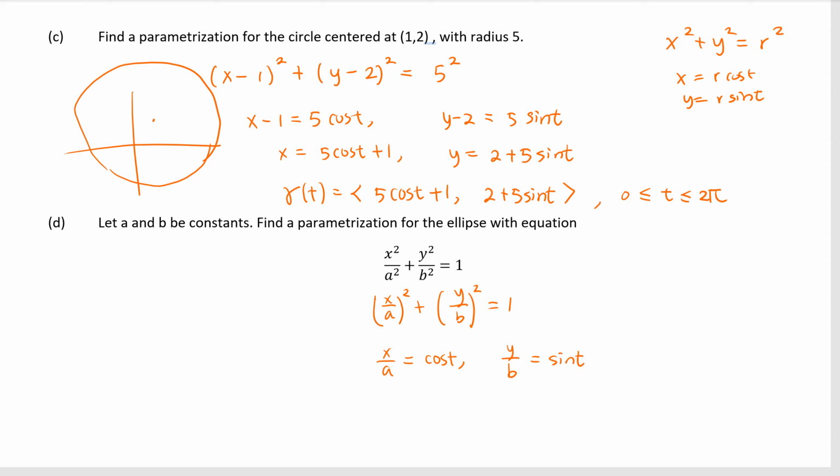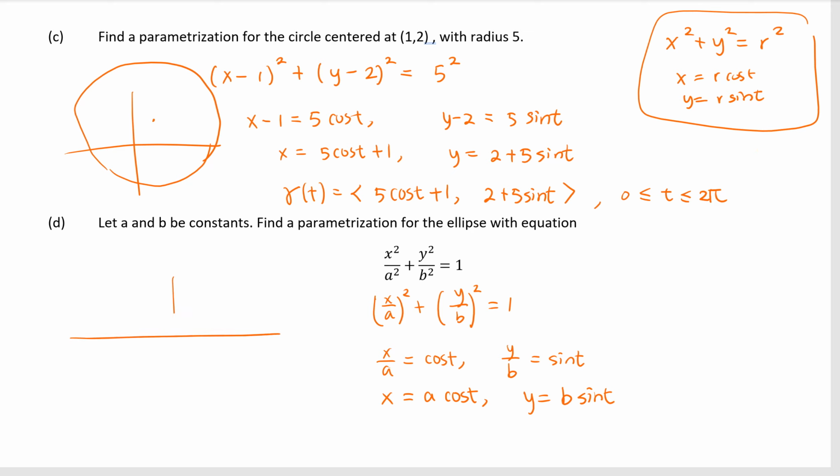Right? We also use this guy here. Okay, and then now solve for x. X is a cosine t, y is b sine t. Okay, so this is an ellipse, and a is the major axis, b is the minor axis, and we have the center as the origin in this case.